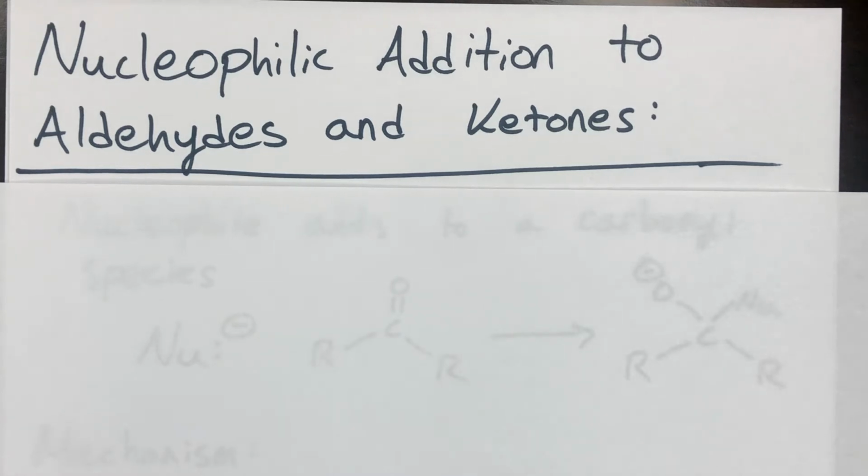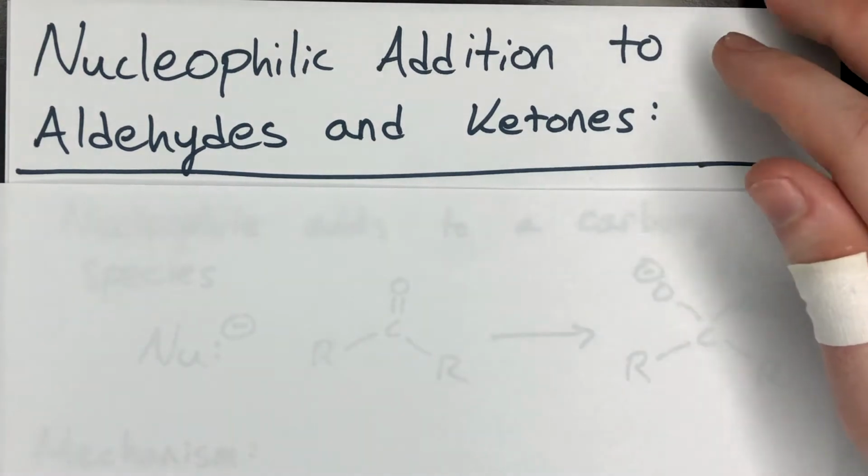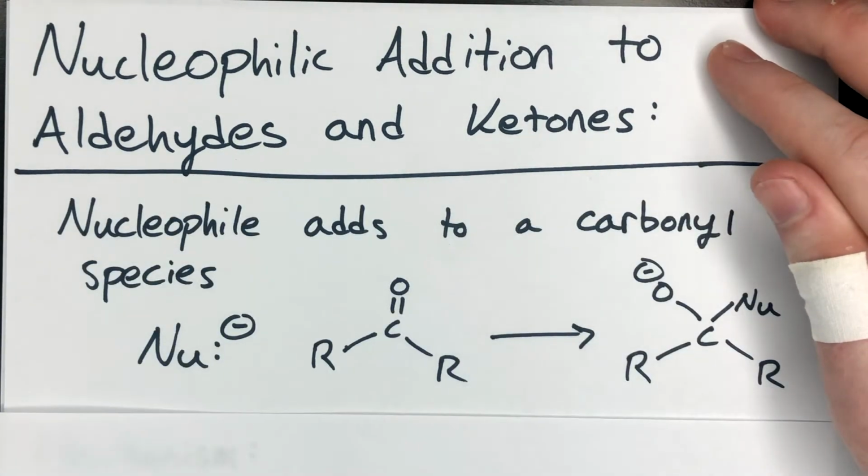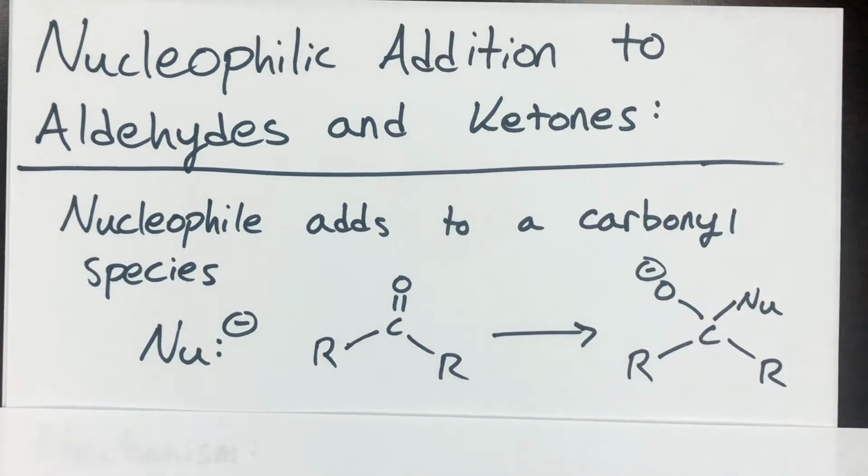In this video, we'll take a look at nucleophilic addition to aldehydes and ketones. This reaction occurs when you have a nucleophile that adds to a carbonyl species. As the name suggests, the carbonyl species doesn't have to be an aldehyde or ketone, but this is the best place to start because they're the simplest types of reactions.